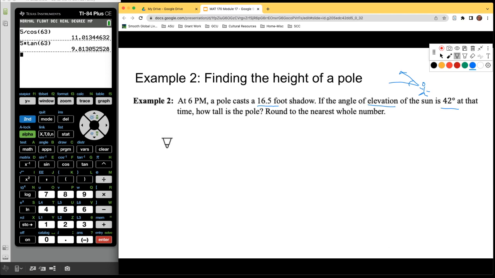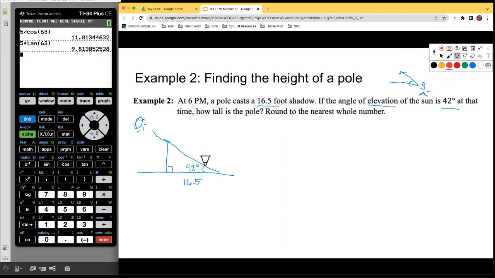So what do we have going? We've got a pole, and the sun over here casting a shadow. That forms a triangle with the ground, with a right angle here. We're told that the shadow is 16.5 feet, and that the angle of elevation right here is 42 degrees. Now we just need to find everything else.